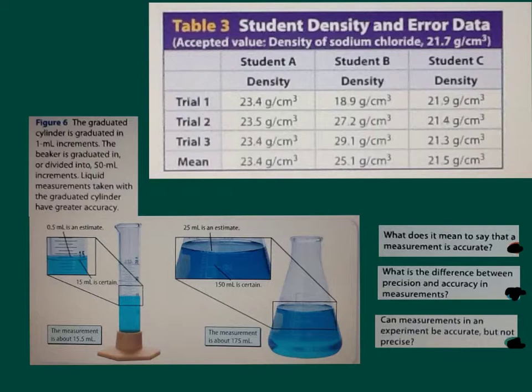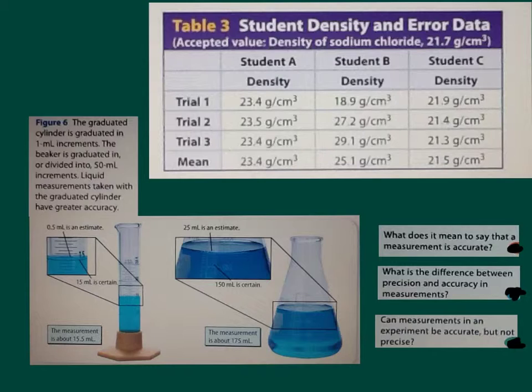If you look at the table, students were asked to find the density of sodium chloride, NaCl. In 3 trials, each student measured the volume and the mass of NaCl. Then they calculated the density of each trial and calculated the mean or the average. As you take a look, here's student A, here's student B, and here's student C, 3 students. Student A's measurements are the most precise because they are closest to each other. If you take a look, look how close they are to each other.